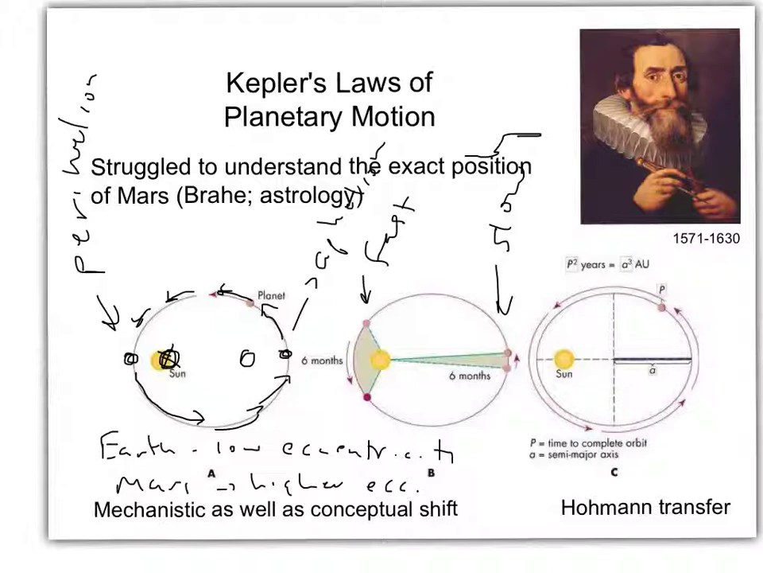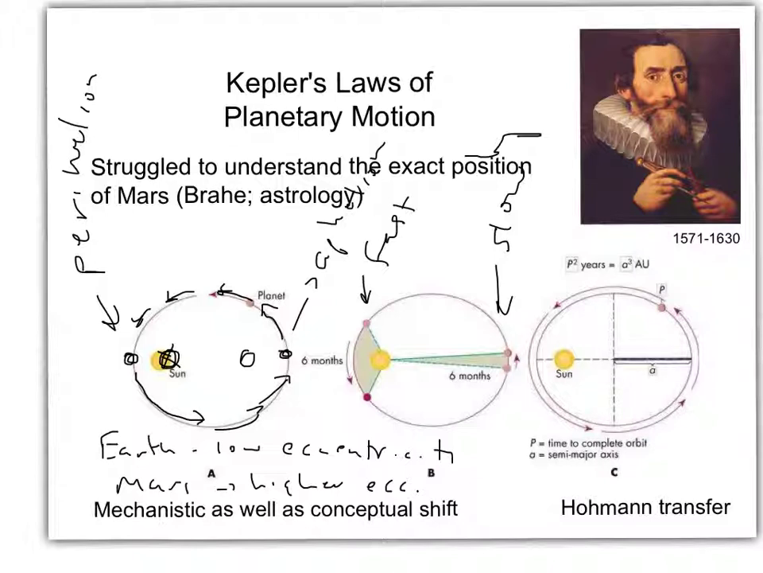Anyway, this allows very quantitative predictions about where planets will be, where any object will be that's following this kind of Keplerian orbit. And then the third one, the first two I think are easy: ellipses, fast versus slow. The third one's a little bit more obscure, but also very useful.